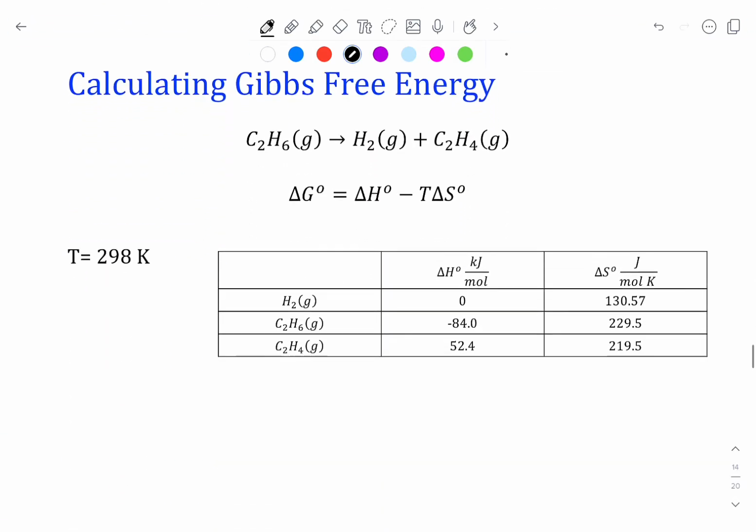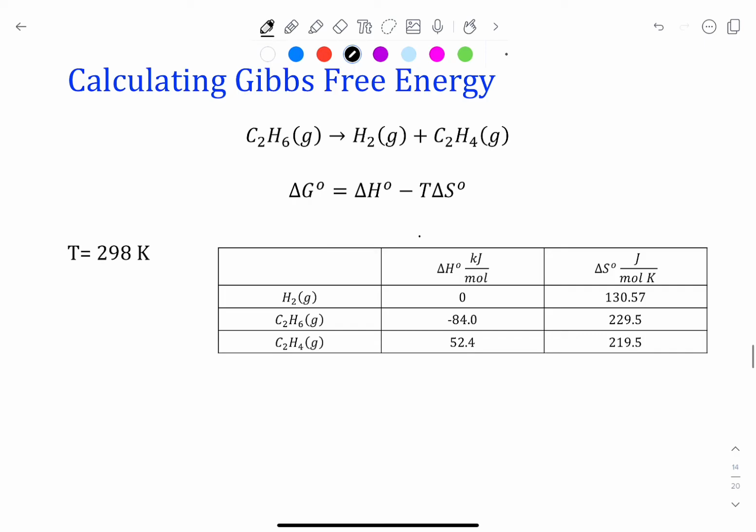So let's solve this problem. I've given you the delta H and the delta S for this problem. What I want you to do is calculate the delta H, calculate the delta S, utilize the temperature that I've provided over here, and solve for our delta G.